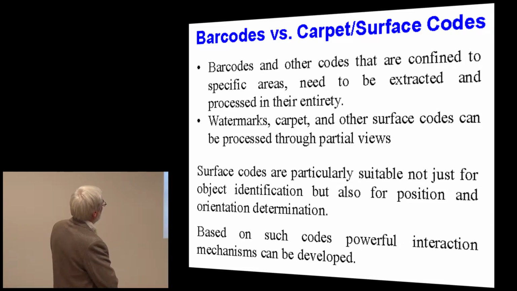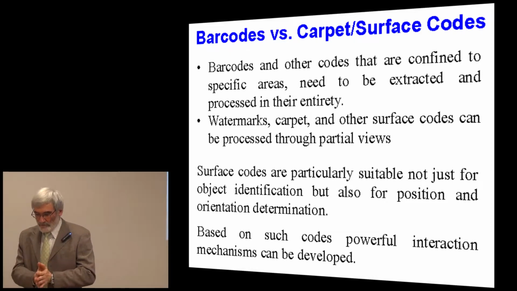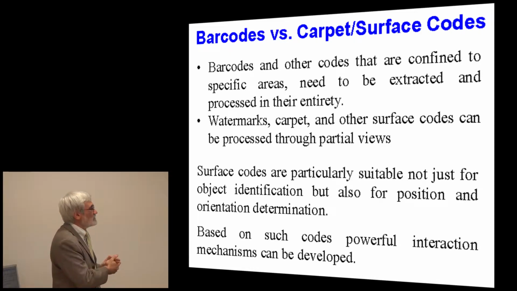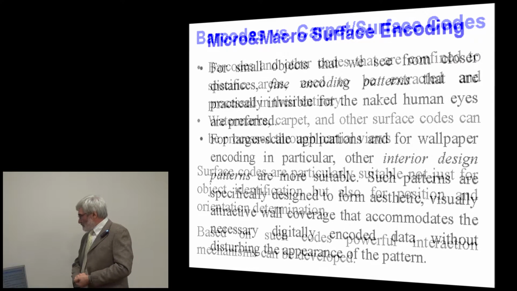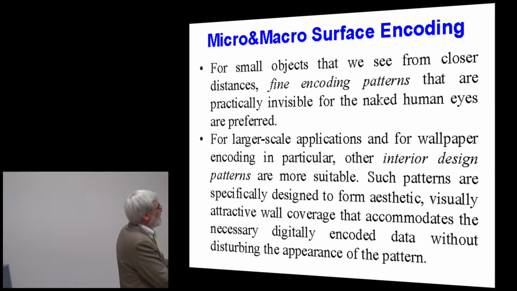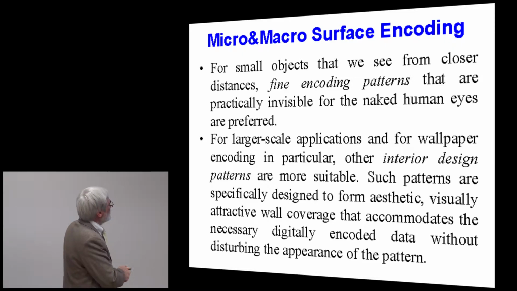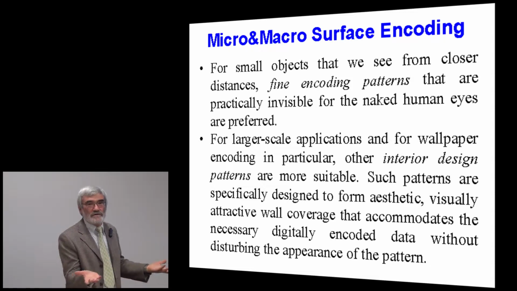Watermarks, carpet codes, surface codes can be processed through a partial view, so you don't need access to the entire code. Surface codes are probably a better way to handle this kind of thing. If you use some kind of surface code, that surface code can be anywhere or everywhere. These surface codes can be on a micro scale, so small that you don't see it. That's one way to hide it.